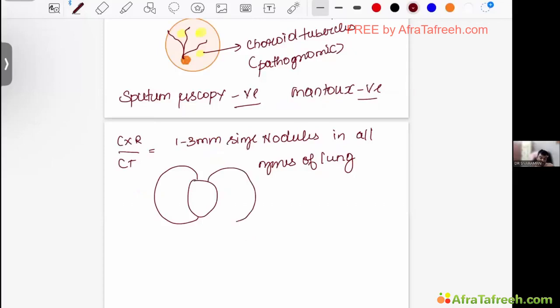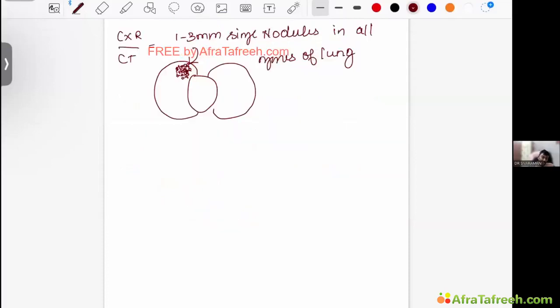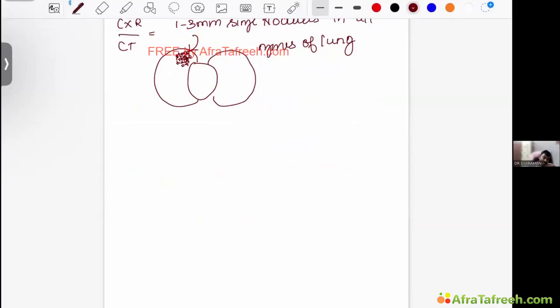If you see the lung, the lung will have a lot of 1 millimeter size nodules like this. This will be seen all over the lung. This is called miliary tuberculosis. Then there are variants of this miliary tuberculosis. The first variant is called cryptic miliary tuberculosis.